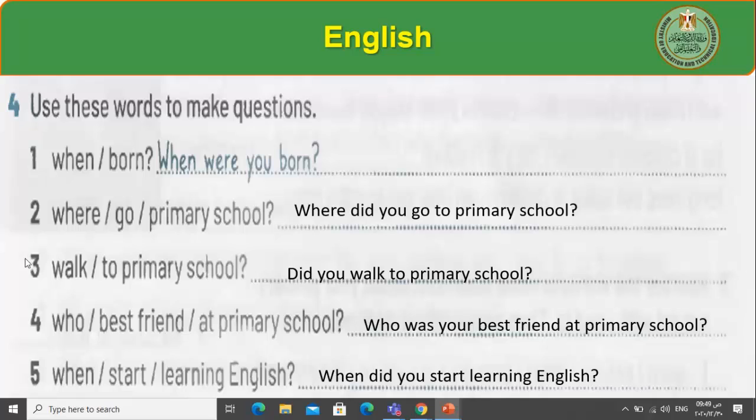For number 2, for example, I have the question word where, auxiliary verb did, pronoun you, and main verb go.